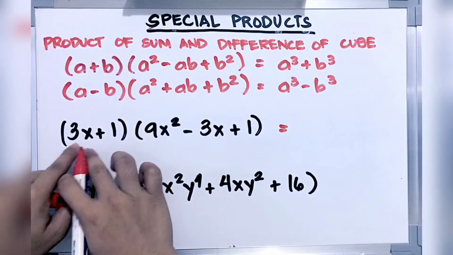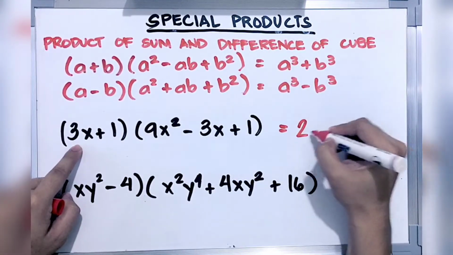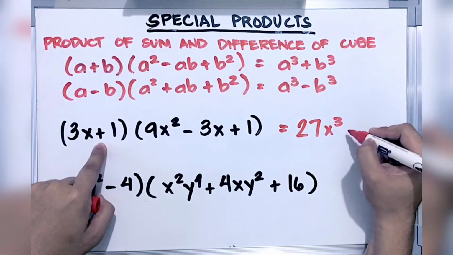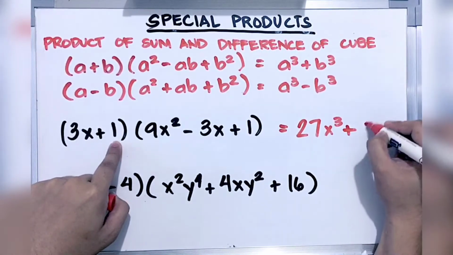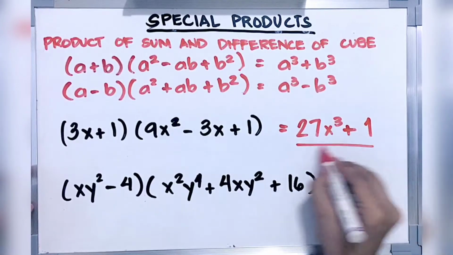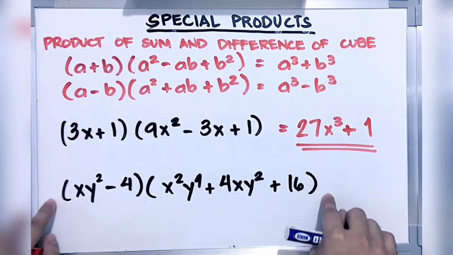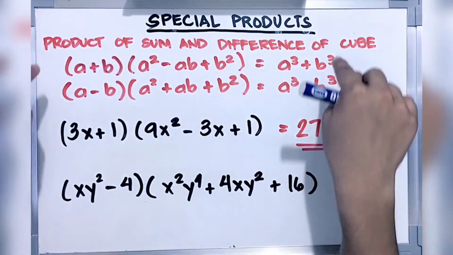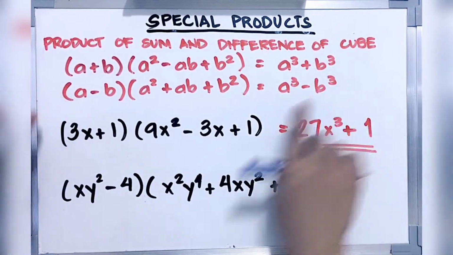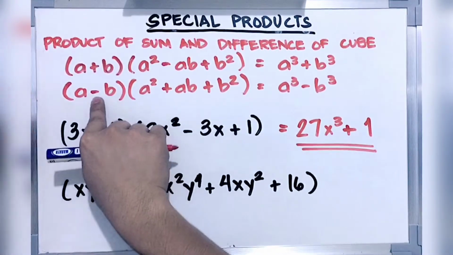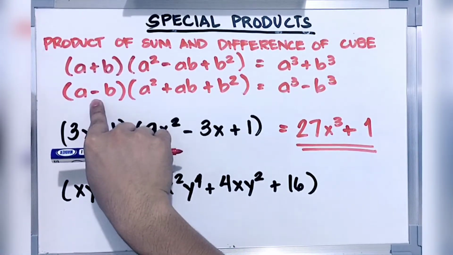cube the first term. So, ang cube ng 3x ay 27x cube. Then, copy the sign, and cube ng 1 is 1. So, ito na yung ating answer. So, sa pangalawang example naman, tingnan natin kung saan siya magko-conform? Sa una ba o sa pangalawa? Dito pa lang makikita na natin na negative yung sign niya, kaya sa pangalawang equation.